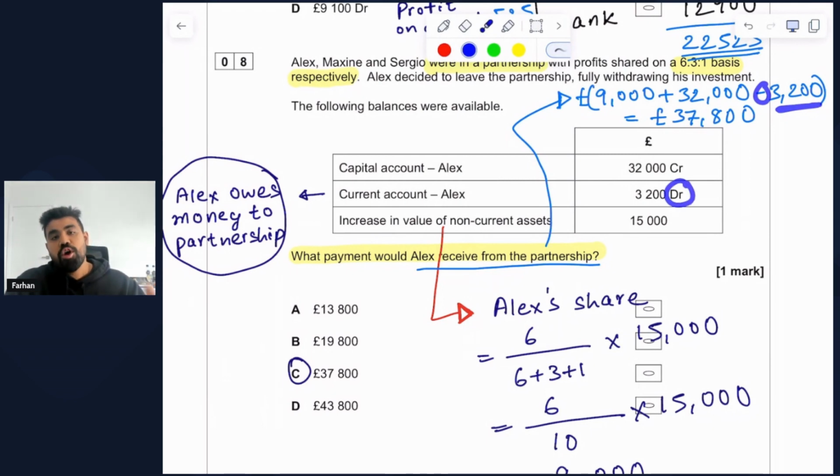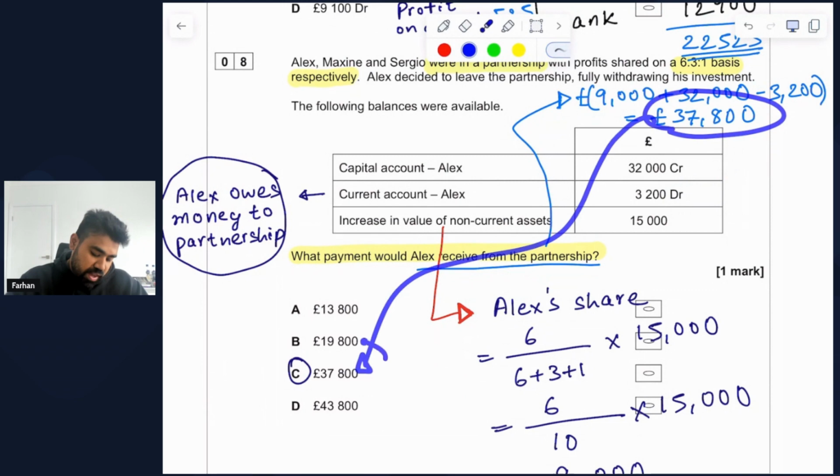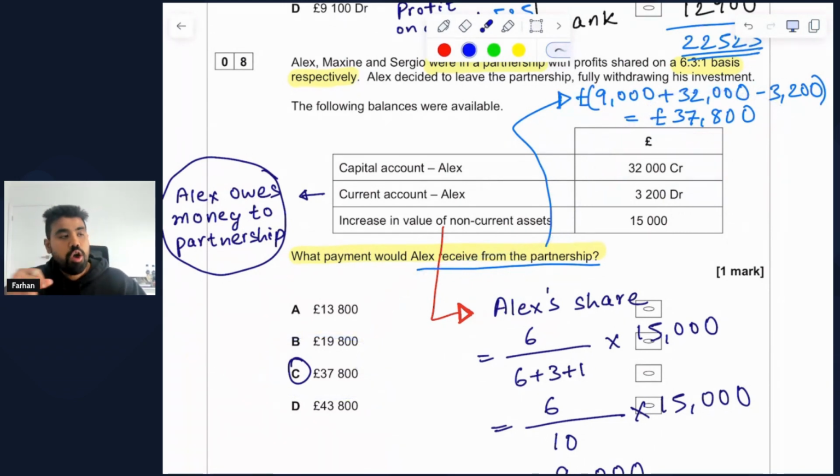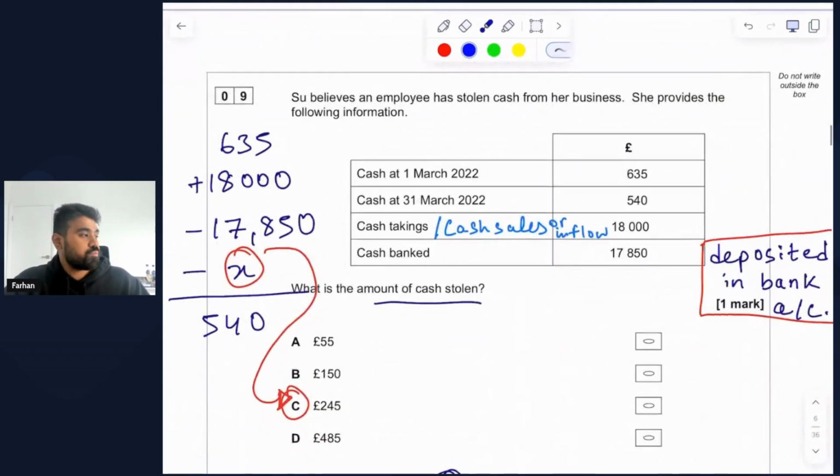And we know that when the current account has a debit balance, this means that Alex owes money to the business. And that is the main reason behind why we are subtracting it. Because if Alex is trying to leave the business, he must pay the business before he can leave. And we get a final answer of 37,800 pounds, which is therefore option C as the correct answer. Okay. So let's move to question number 9.